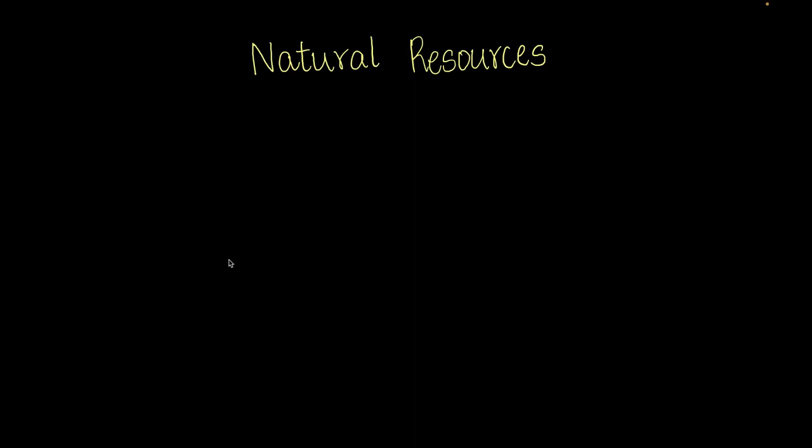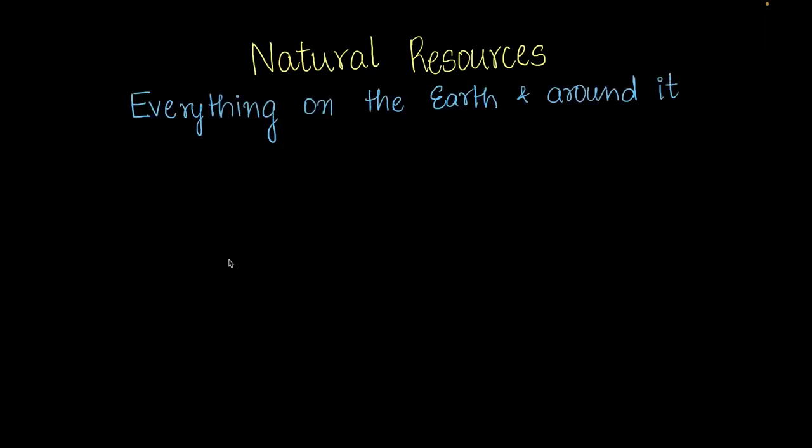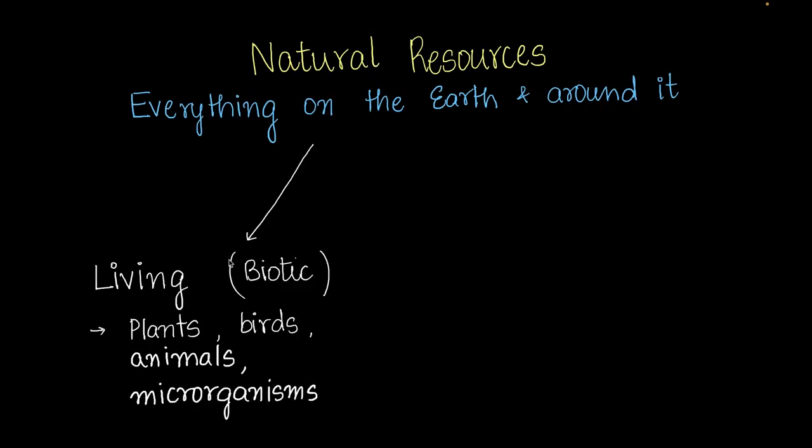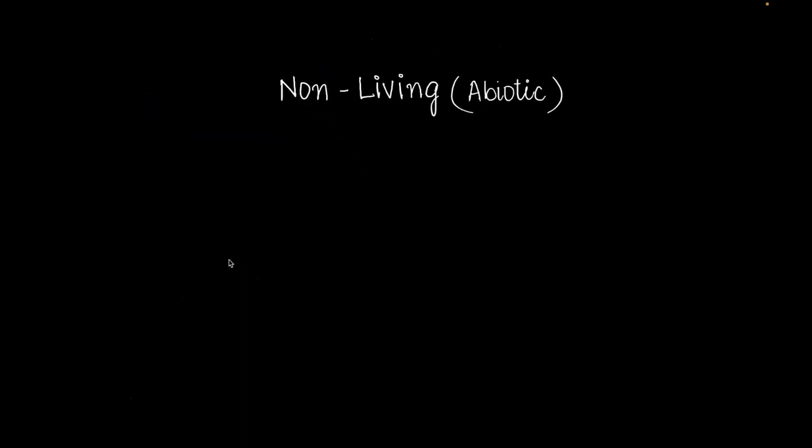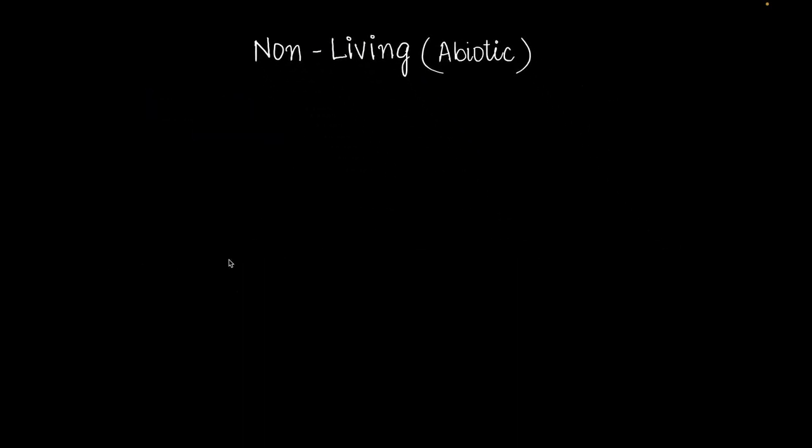Natural resources are basically everything on the Earth's surface and around it. Now, all of this is categorized into two categories. A, the living or the biotic category, that's plants, birds, animals, microbes. And then the second category is the non-living or the abiotic category. We'll look at the non-living category a little more. The non-living category can be further categorized into three spheres.